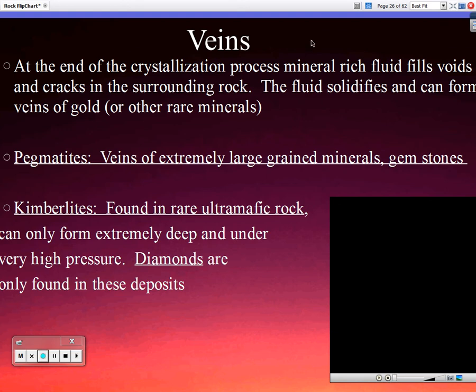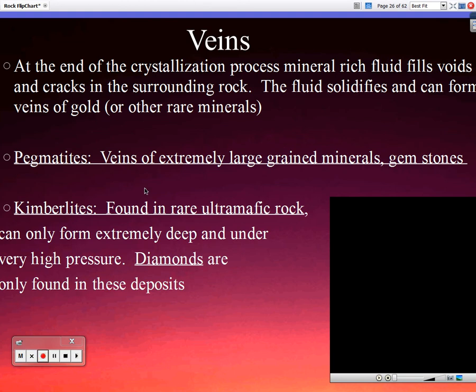Okay, veins. At the end of the crystallization process, so imagine that you have magma that is slowly cooling. At the end of it, before all of it cools, there's kind of like sludge left over, or it's mineral-rich fluid, and that fills in little cracks and little voids in the surrounding rock. The fluid solidifies and it can form veins of gold or gems or other rare minerals. You need to know what's underlined, the pegmatite and kimberlite. Pegmatites are veins of extremely large-grained minerals. They generally form gemstones. Kimberlites are only found in rare ultramafic rock.